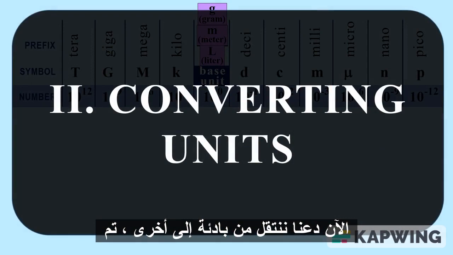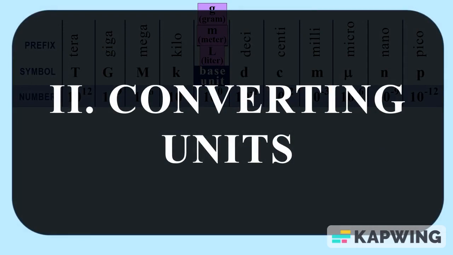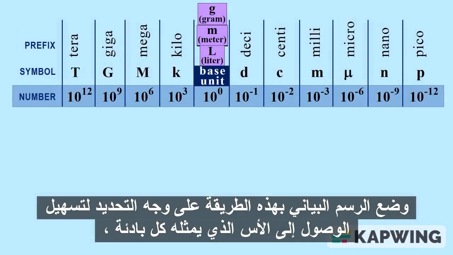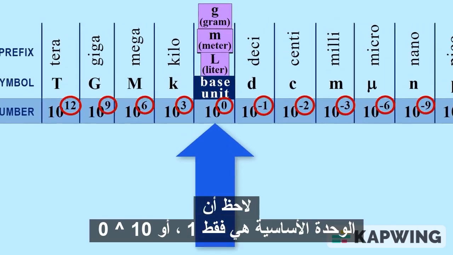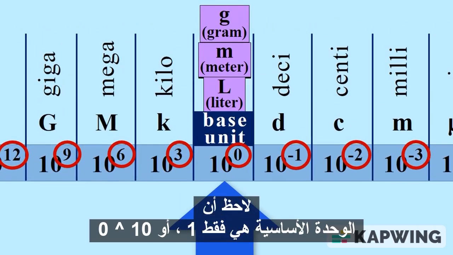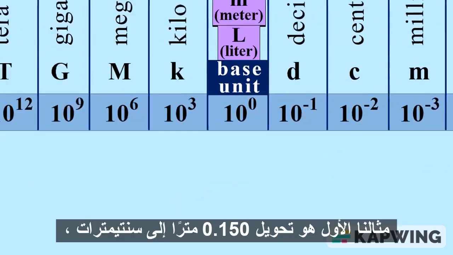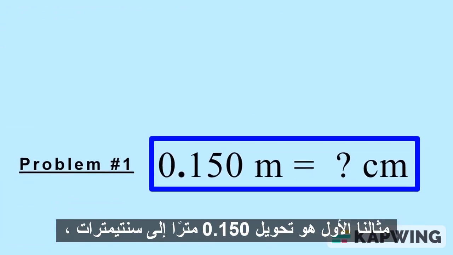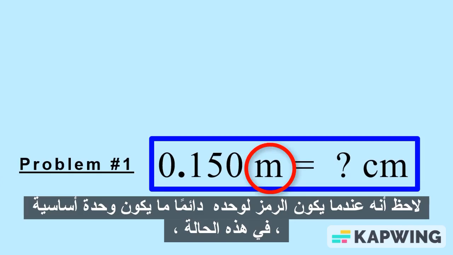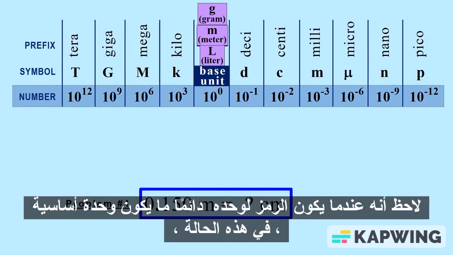Now let's get to converting from one prefix to another. The chart is laid out in this manner specifically to give easier access to the exponent represented by each prefix. Note that the base unit is just 1, or 10 to the 0. Our first example is converting 0.150 meters to centimeters. Note that when a symbol is by itself, it is always a base unit, in this case meter.